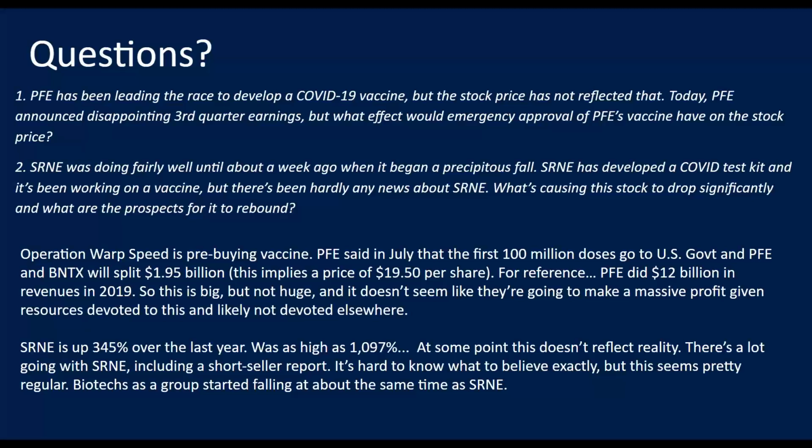And yeah, the other one was SRNE, which is Sorrento. I was doing fairly well until about a week ago, and then began a precipitous fall. They have a COVID test kit, and they're working on a vaccine. There hasn't been much news about the stock, what caused it to drop. So yeah, the chart is interesting. We'll look at it in a minute. But it's still up 345% over the last year. It was more than 1,000% over the last year a little while ago. But at some point that kind of change in valuation just doesn't reflect reality.